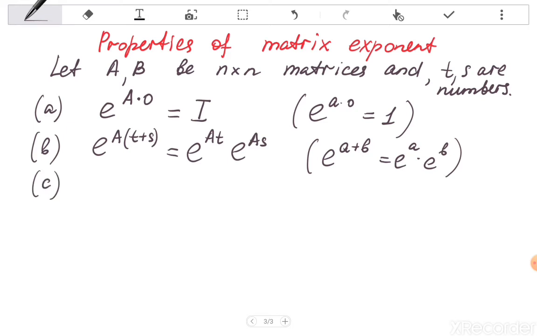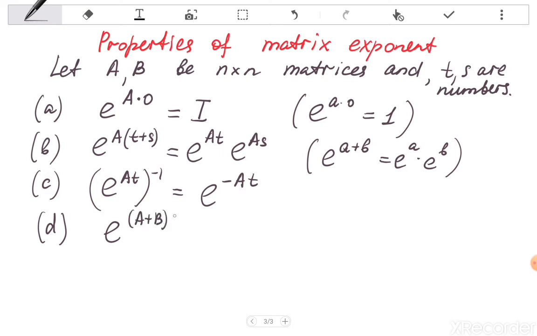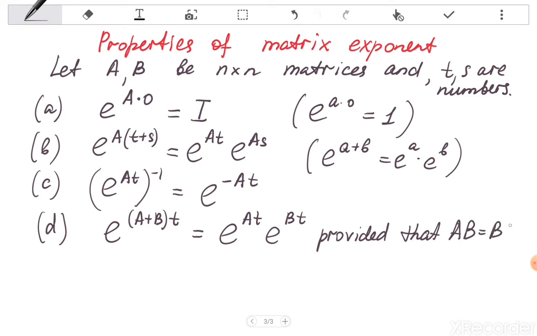And in C, let's say what else we may have. If we take e to the At, and we want to find the inverse matrix for this, this is nothing but e to the minus At. And if we take, let's say, a sum of two matrices here, then e to the A plus B, t is equal to e to the At times e to the Bt, but only in the case if A and B commute.